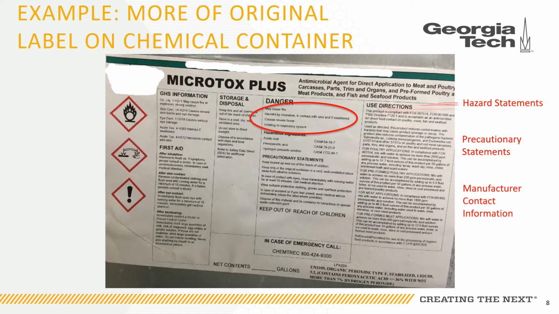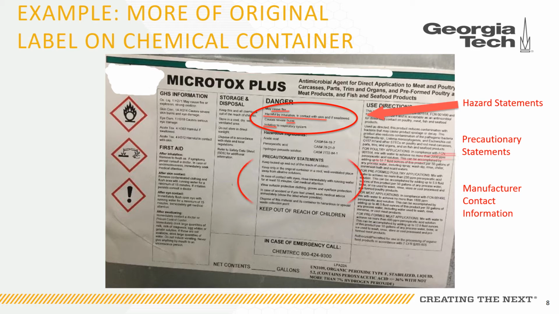Hazard statements are phrases that describe the hazards inherent to the chemical. In this example, the hazard statements are located under the signal word of danger, and if we look at the statements, we can see that this chemical can cause fire, that it is harmful if we inhale it or get it on our skin, and that it could cause a burn or irritation to our lungs and throats.